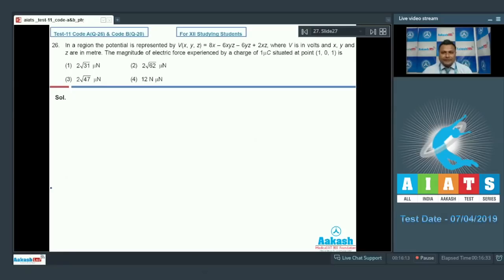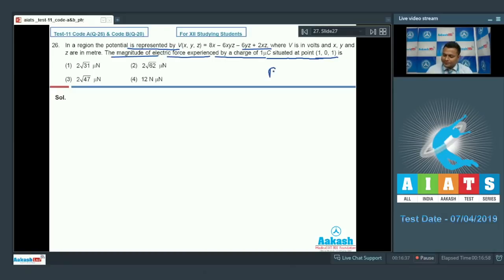So this is question number 26, everyone. In a region, the potential is represented by V(x,y,z) = 8x − 6xyz − 6yz + 2xz, where V is in volt and x, y, z are in meters. The magnitude of electric force experienced by the charge of 1 microcoulomb situated at this particular location (1, 0, 1) will be what?